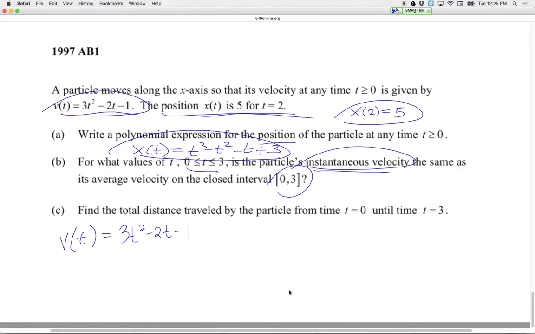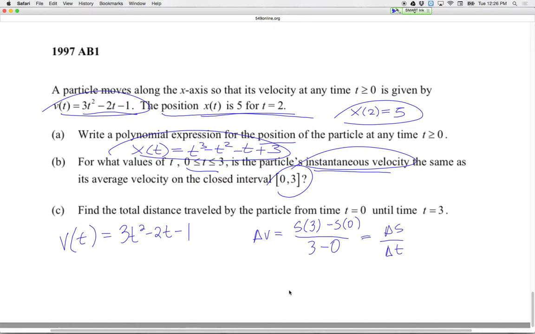Now come on, you guys know how to do average velocity. Average velocity is just 9th grade slope. It would be the position at 3 minus the position at 0 over 3 minus 0. Remember, average velocity is displacement, change in position over change in time. Why do you think they had you do part A first? Because you can't do part B without part A. You needed the position equation.